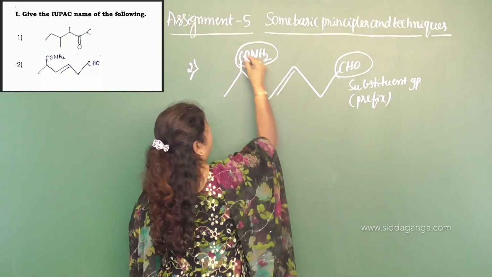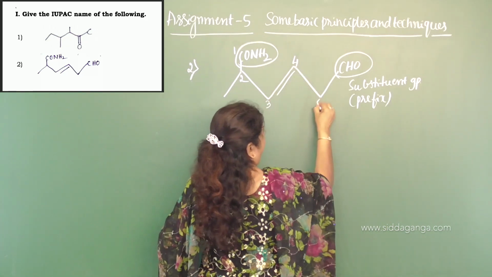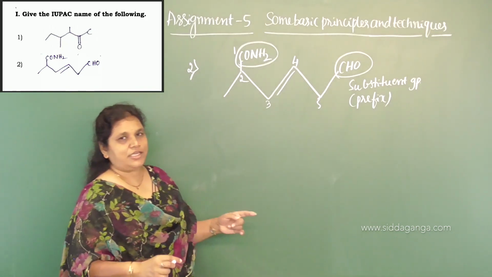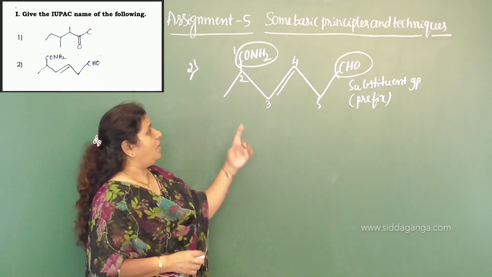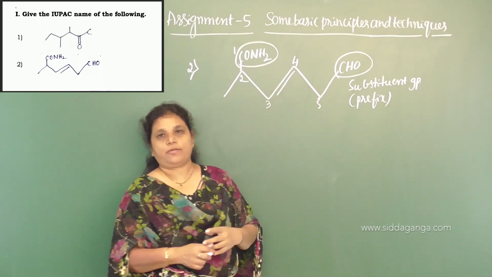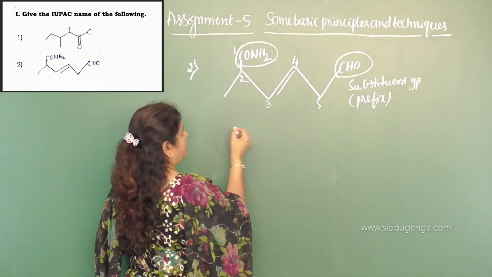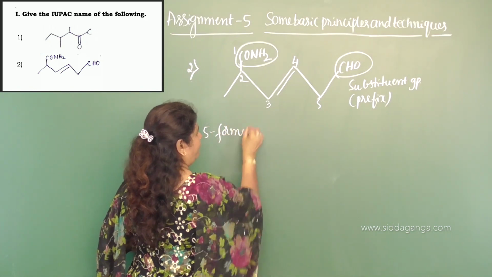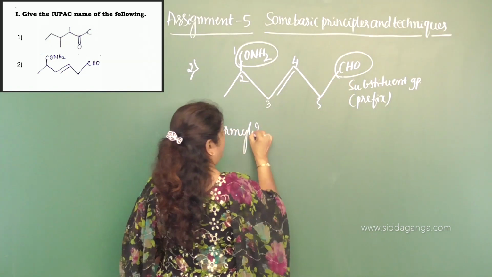Now number the chain from one end to another end, 1, 2, 3, 4, 5. You cannot give a number to the carbon which is present in CHO because it acts as a substituent group according to the priority. So there are two substituent groups, one is methyl, another one is formyl. Arrange them in alphabetical order and write the name. What is the prefix we need to use? The first prefix is 5-formyl. See here, on the fifth carbon we have formyl, 5-formyl, 2-methyl.